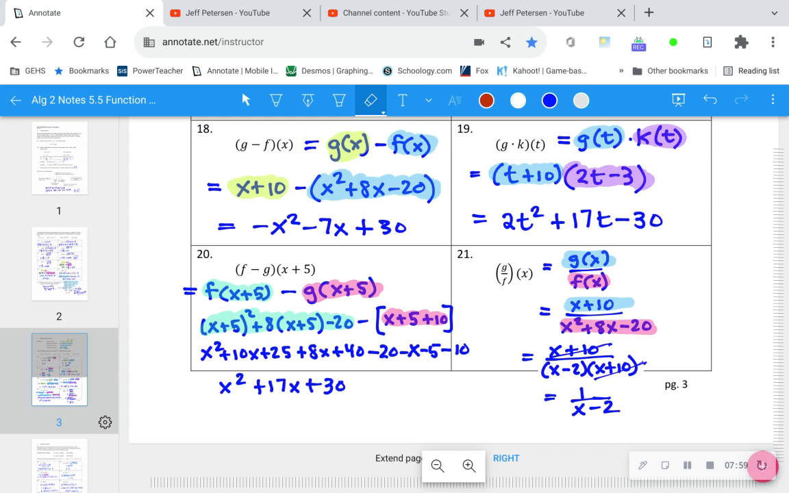So that does it for page 3. And when we get to page 4, it's going to be entirely different. You're going to learn a brand new symbol on page 4.